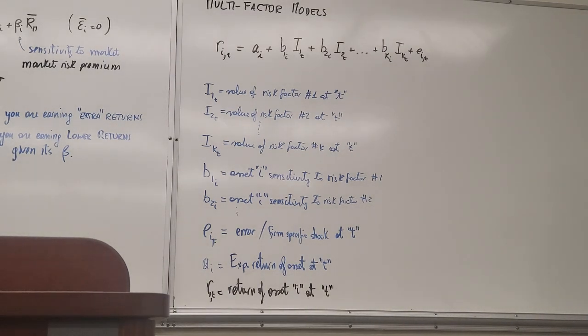Okay. So picture this model, but now we have multiple sources of risk. In this particular case, this could be the equivalent of one of those I's. This could be only I1, there is only one of them. And this would be the sensitivity of the asset to that particular risk factor.